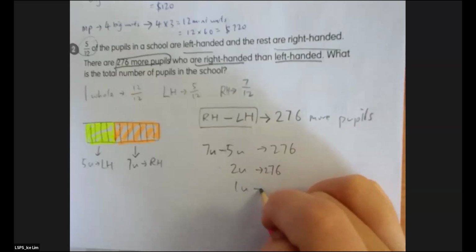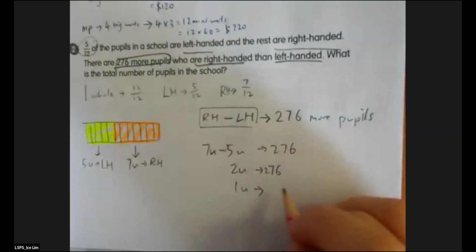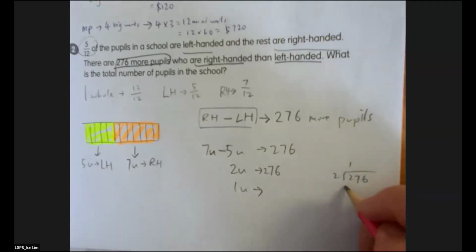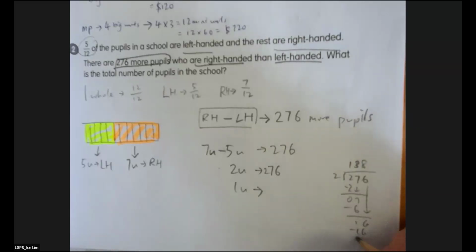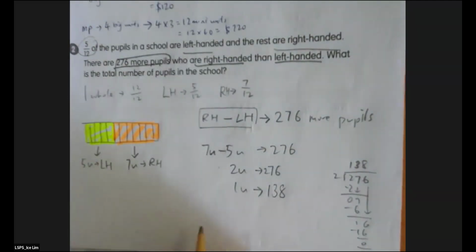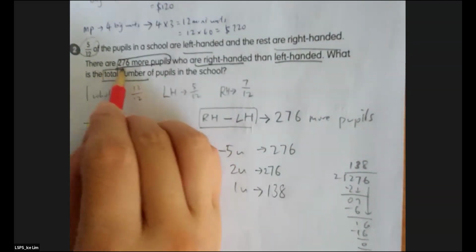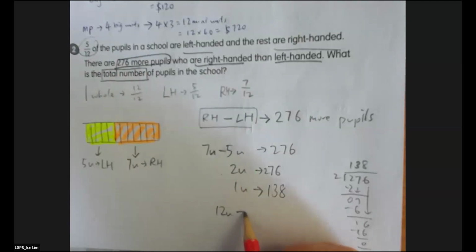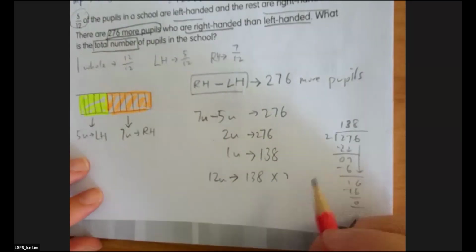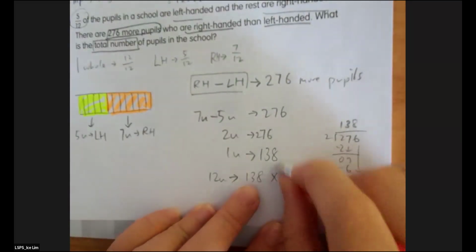So 1 unit is 276 divided by 2. 138. Then the last part. Total number of pupils, how many units there? 12 units. Can solve already? 138 times 12. Okay, the last part you do yourself, okay?